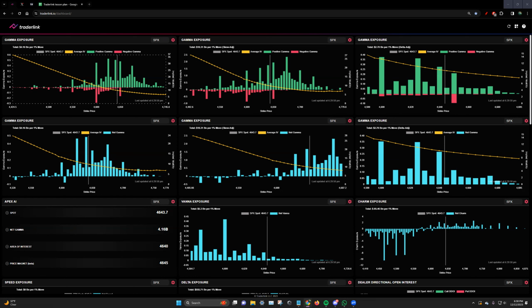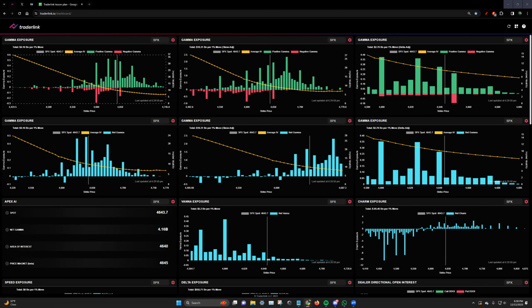So Vanna flips are very similar to gamma flips in the sense that they're going to be support or resistance. That's typically how I use it. Basically, you're looking at whether it is going to hold the support when passing through.